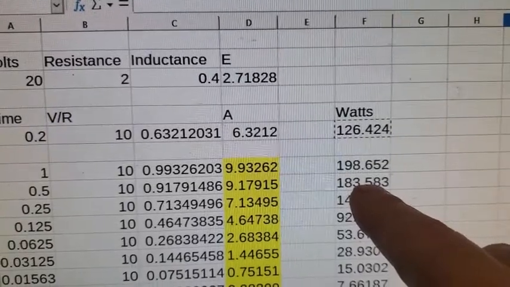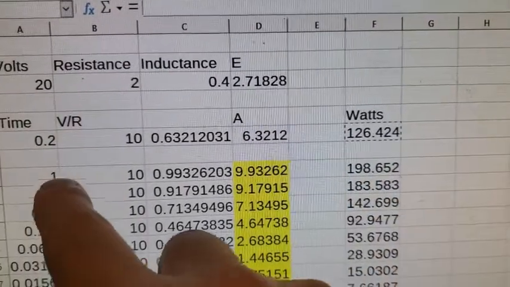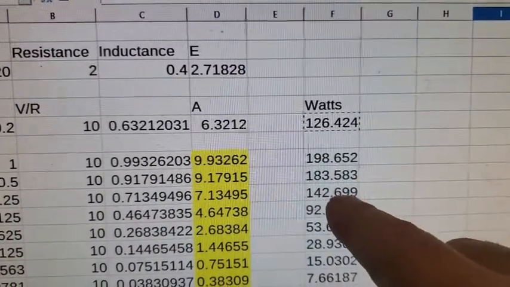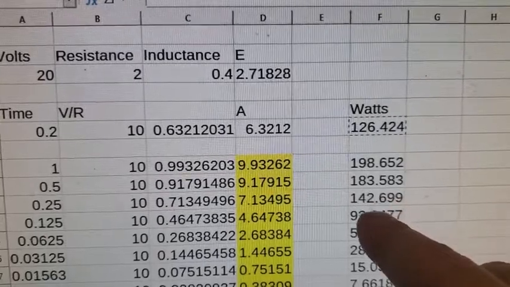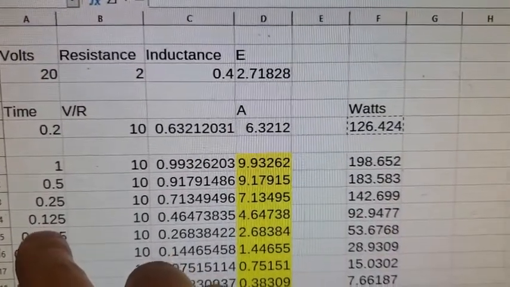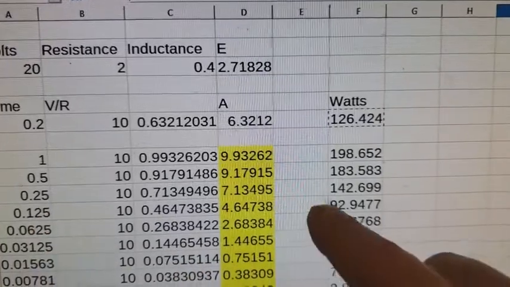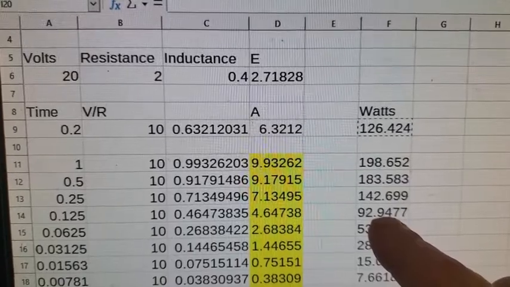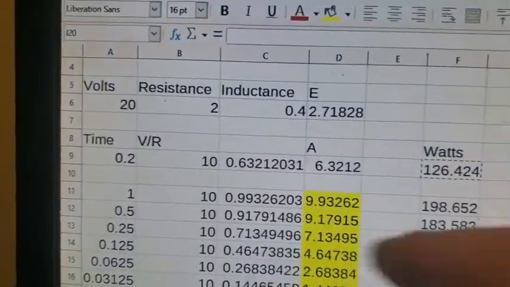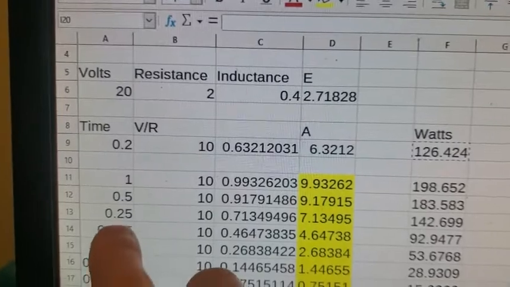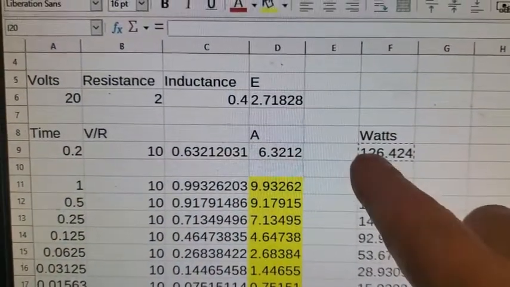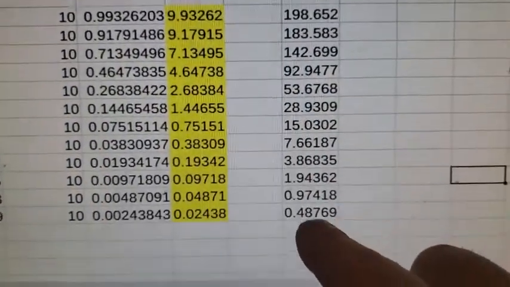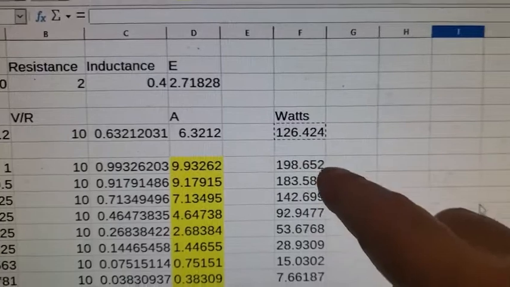Here, at half of the transit time, you were at 183 watts. Here you were at 142. Here, which is a little bit more than the tau time of the coil, you were at 92. Recall, I'm sorry, the tau time of the coil is 0.2, so 142, there it is, 126. So that's all good, and then down to there.